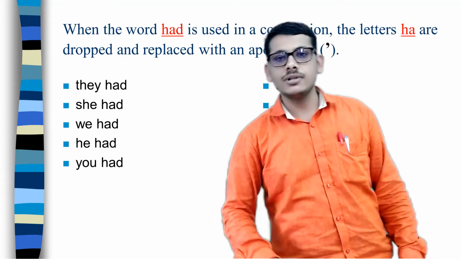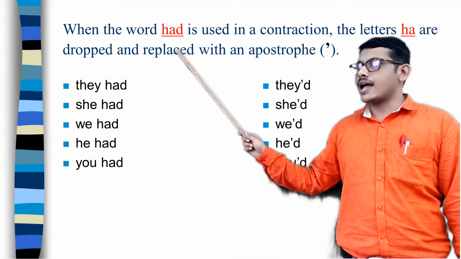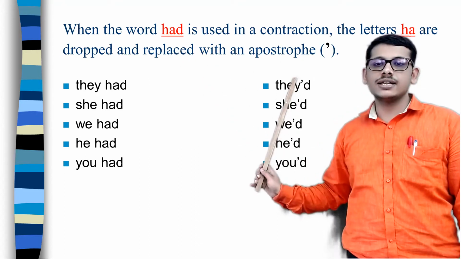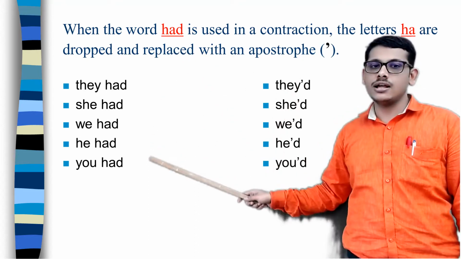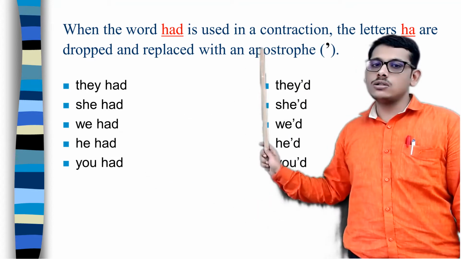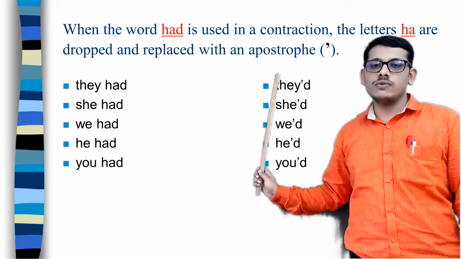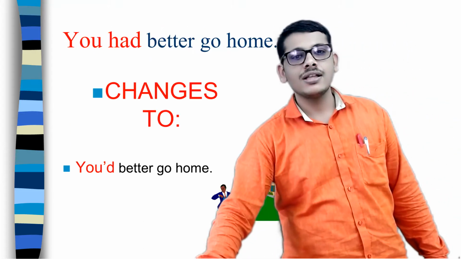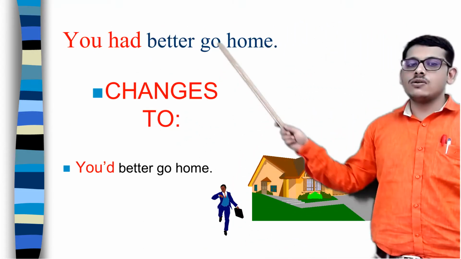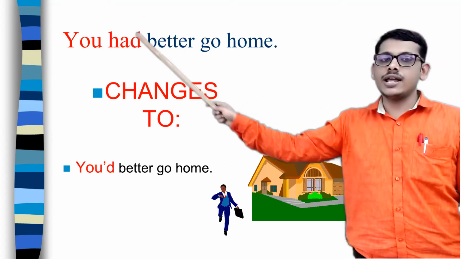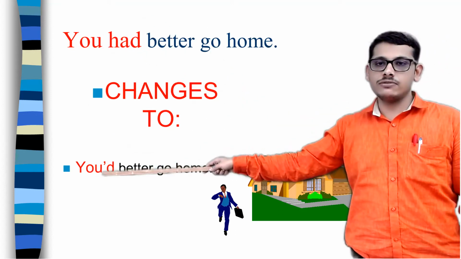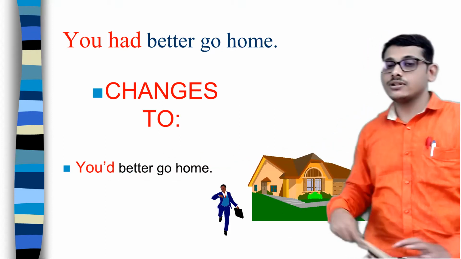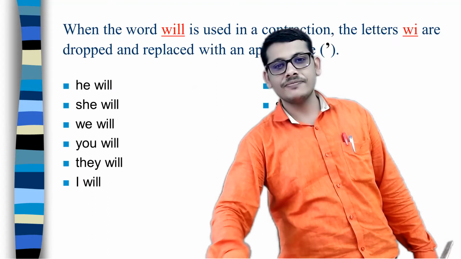Let's have a few examples. Same for had. We'll drop this HA, give an apostrophe, and at last D. They'd, she'd, we'd, you'd. All these words we can make contracted just by giving an apostrophe. You had better go home. Again, you and had make a contracted form. HA will drop and we will add an apostrophe. You'd better go home.